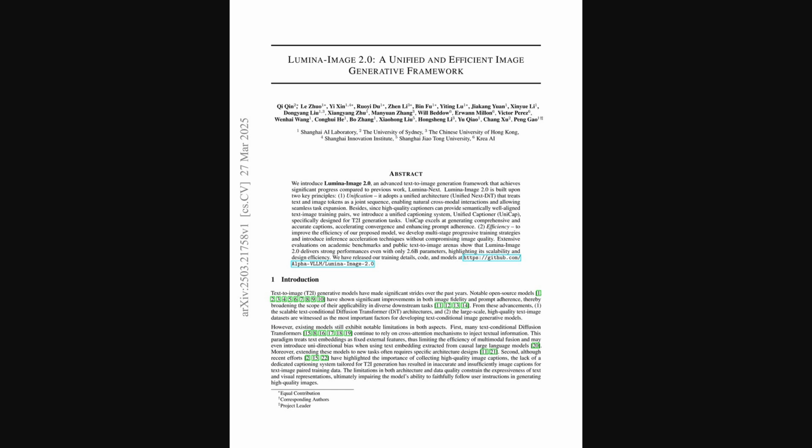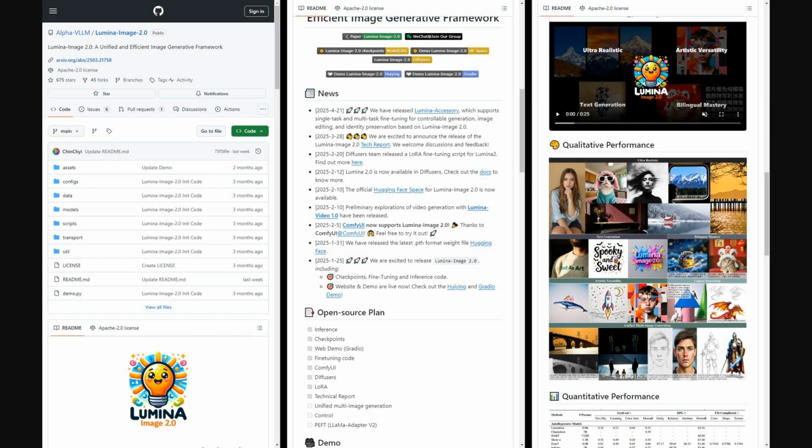We'll be looking at a paper titled Lumina-Image 2.0: A Unified and Efficient Image Generative Framework, which was just published on March 27, 2025. So this paper introduces an advanced framework for text-to-image generation, building on previous work. The core ideas revolve around two principles. First, unification, where they use a single architecture to handle both text and image tokens together. And second, efficiency, focusing on faster training and inference without losing image quality. Pretty interesting stuff.